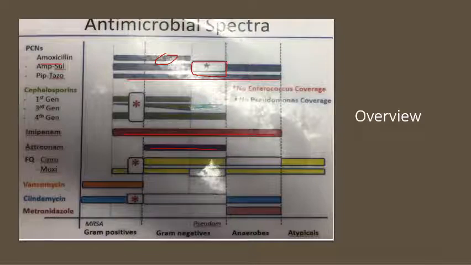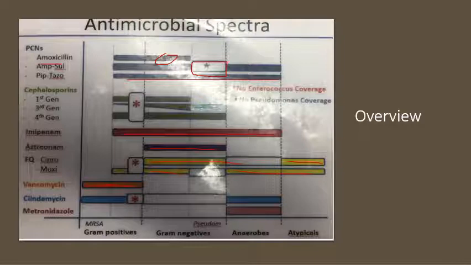Aztreonam will cover gram-negatives and Pseudomonas. Our ciprofloxacin will cover our gram-negative Pseudomonas, and then we have a gap for anaerobes, but it does pick back up in atypicals, which is good for our Moraxella catarrhalis and our walking pneumonia. Moxifloxacin will cover some gram-positives, a little bit of gram-negatives, and then it'll cover atypicals and anaerobes.